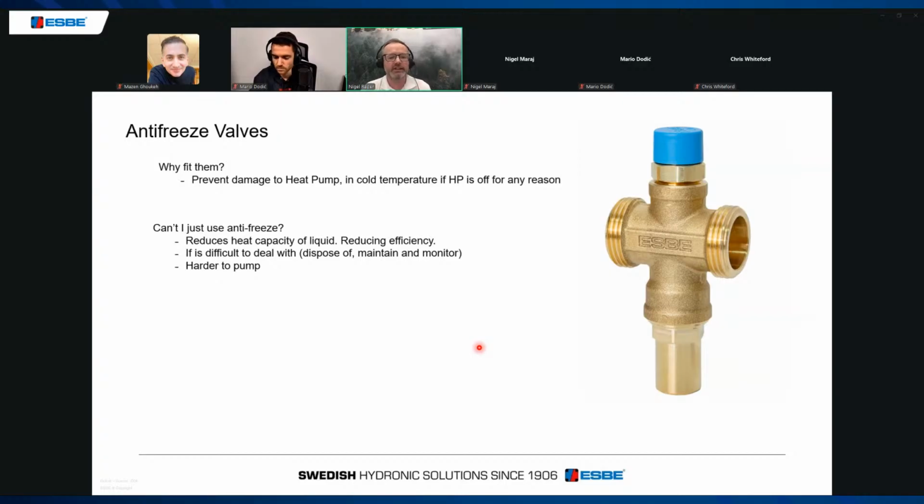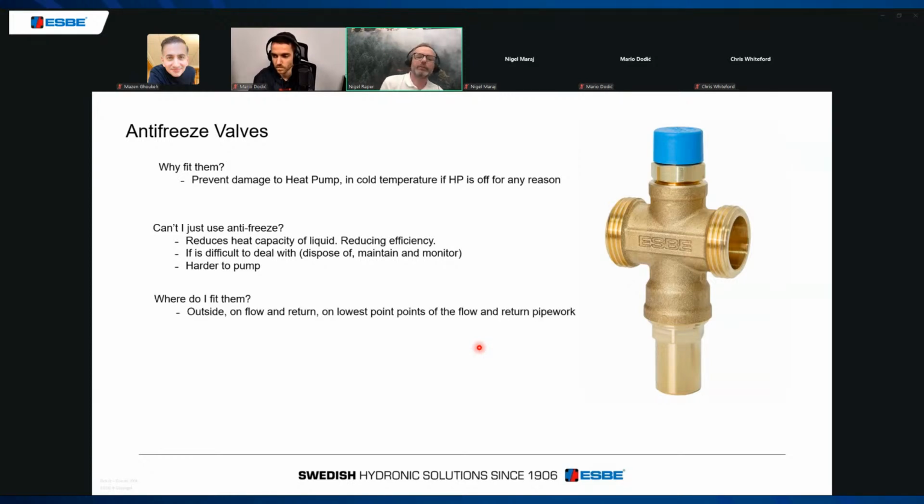And again, glycol's difficult to use. You have to dispose of it carefully, maintain and monitor it. And the other thing is a glycol mix is harder to pump around the system. It's more viscous, so you're using more energy to pump it around the system.